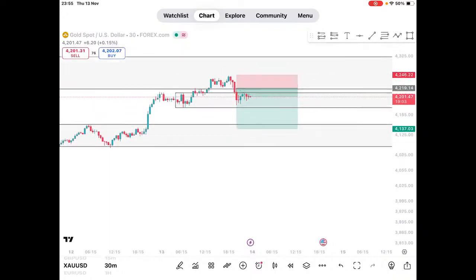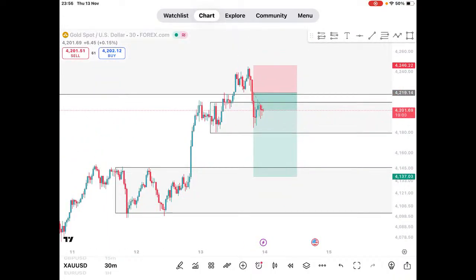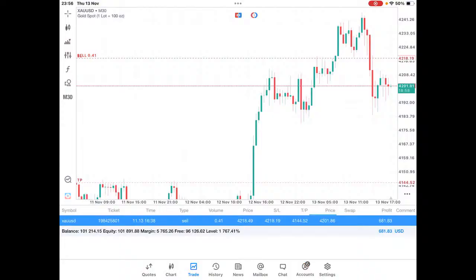Let's focus on gold right now. Let's see how much profit we are currently on. We are currently on $680. Let's hold this position. I think I'll mute this trade live.